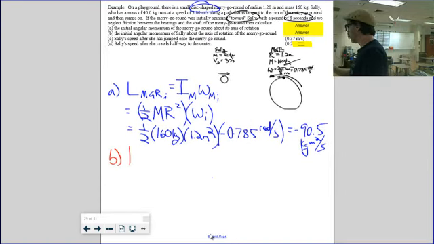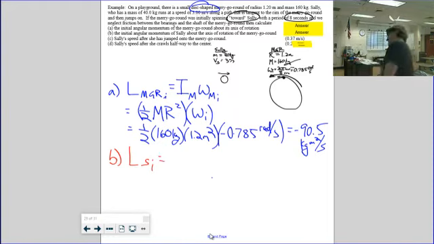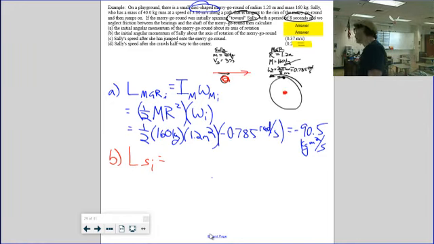Question B, the angular momentum of Sally initially. Well, look, she's a point particle, right? Traveling about this pivot point, so it's going to be mvr. We've got our mass, we've got our velocity, and then the radius, remember, you measure perpendicular to the motion. So it's just the radius of the merry-go-round, okay?